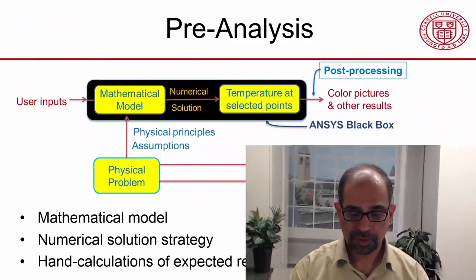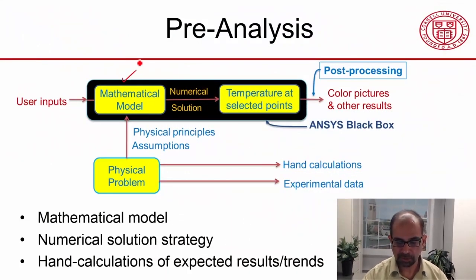Let's move to the third aspect of pre-analysis, hand calculations of expected results and trends. So we now know what's a mathematical model we want to solve. We've talked about the numerical solution strategy that ANSYS will use. We will look at post-processing in ANSYS, so let's move our attention to hand calculations. And in this particular case, this mathematical model that we have has an exact solution. We can solve the mathematical model exactly, and we can compare our numerical results to that exact solution of the same mathematical model.